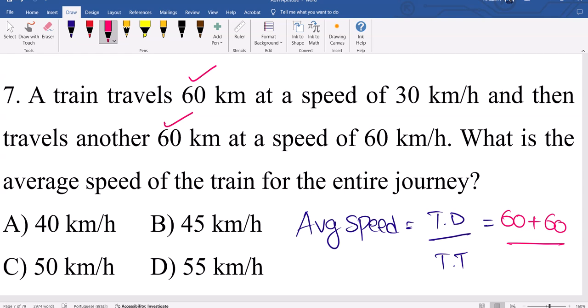What is the total distance I covered? What is the total time I have taken? Total distance 30 kilometers, I traveled 1 hour. So 30 kilometers per hour is the average speed of my car. That's what it is: total distance divided by total time.